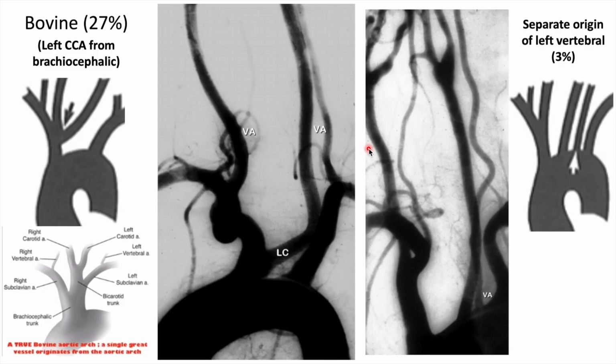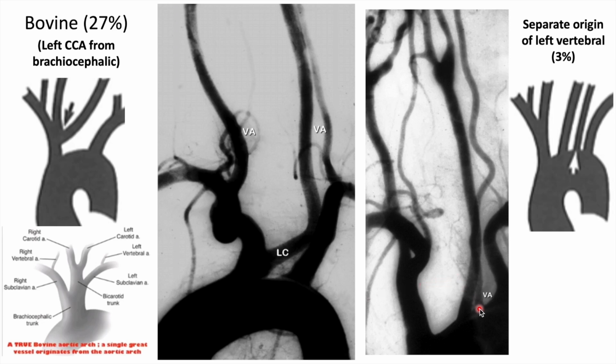But there are certain variants to it. One of the commonest variants, at 27%, is the bovine arch, and what that is, is the left common carotid artery arising from the brachiocephalic artery. So that's the typical bovine arch that you can see. Over here you can see the left common carotid again originating from the brachiocephalic. So this is bovine again. A radial or a brachial approach is much easier to engage this left carotid as compared to the femoral approach, but we now have dedicated catheters which make life much easier.